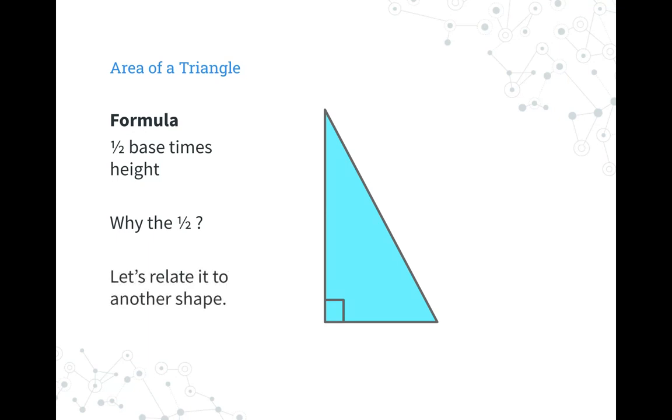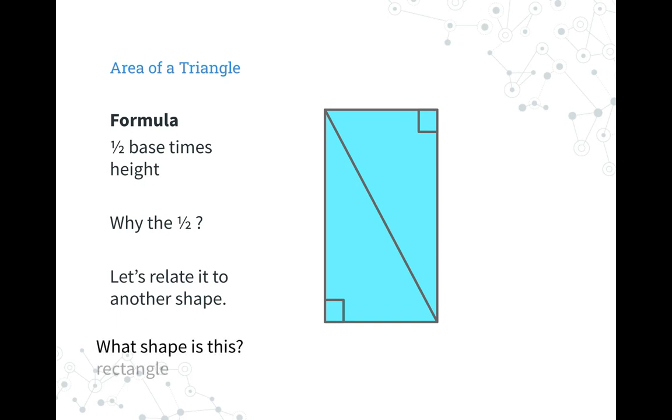So let's relate this triangle to another shape. Here is a congruent triangle. I've basically just copied and pasted this triangle. If we simply rotate this triangle and then translate it over, it fits perfectly right there. And obviously, what shape do we have here? We have a rectangle.